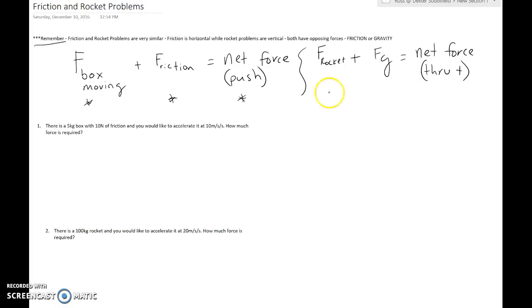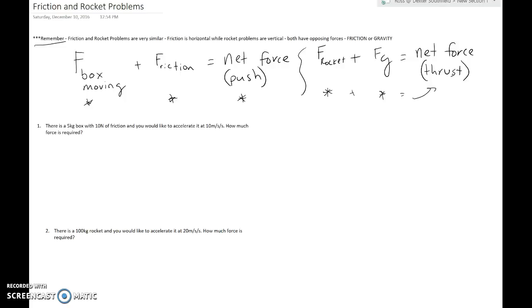Same thing for the rocket here. If you want to get that rocket moving at a certain rate of acceleration, that will take a certain amount of force. You also need to factor in gravity, and combined together, we add those two together, and it equals your net force, or your thrust. There should be an S in there. So we've got a couple practice problems, and they switch back and forth between friction problems and rocket problems, so you can see exactly how similar they are.